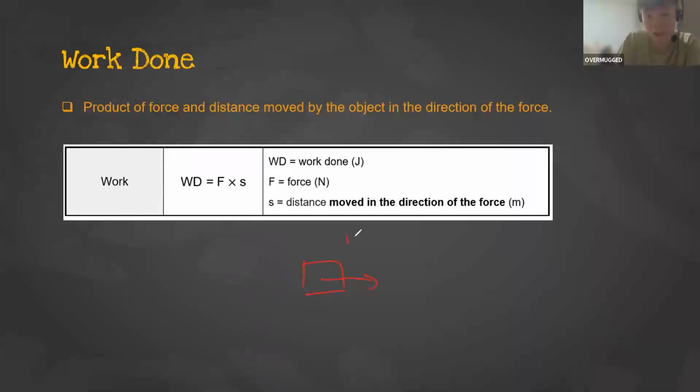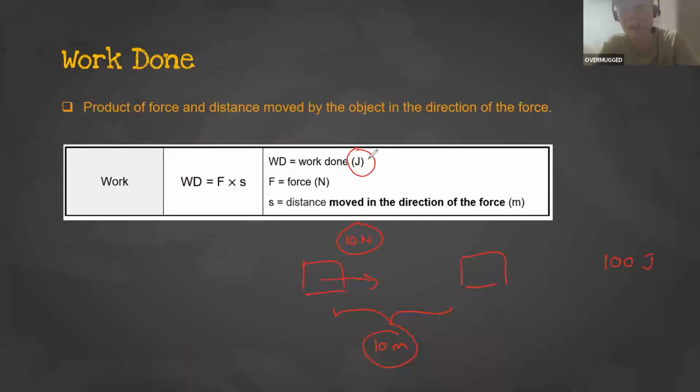So let's say I push the box 10 newtons to the right, and then the box moves 10 meters. So what's the work done? Force times distance moved in the direction of the force, 100 Newton meter or joules. Okay, work done unit is also joules.